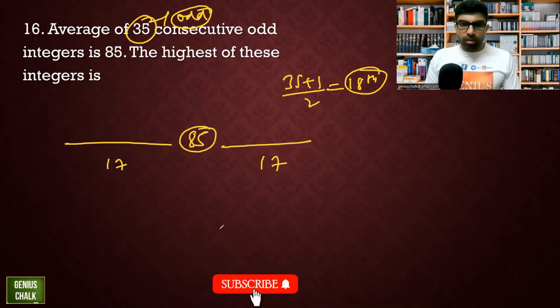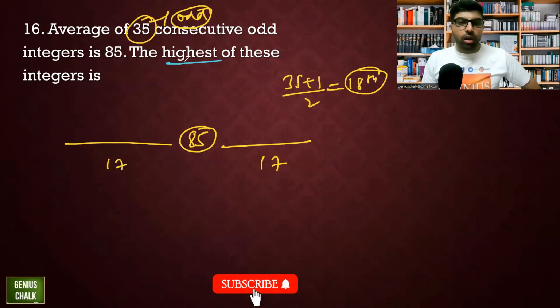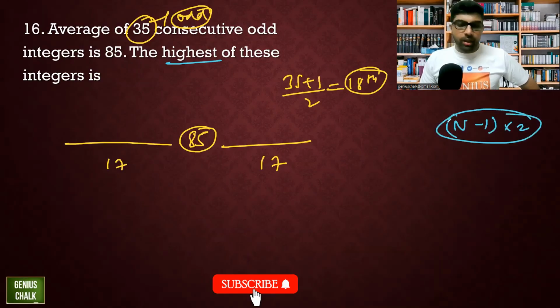Conceptually we have learned this, but there is one more shorter way I'll be discussing for the highest and the lowest. First, we have learned the formula for the difference. What was the formula for difference? Number of terms minus 1, into 2. Similarly, we have a formula to find the highest and the lowest as well. So first, let's understand with the basic method which we have learned.